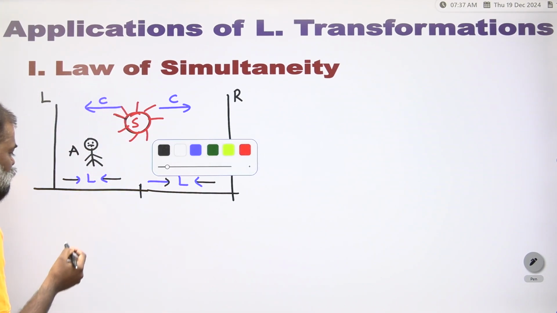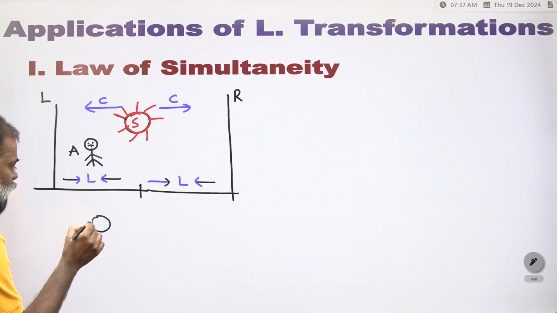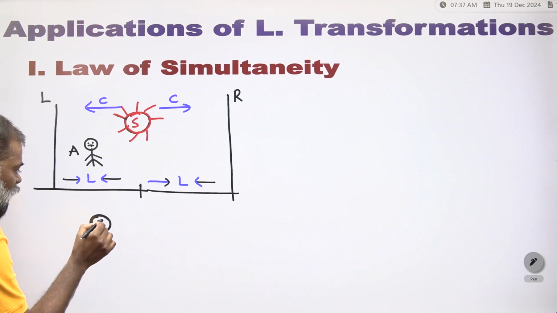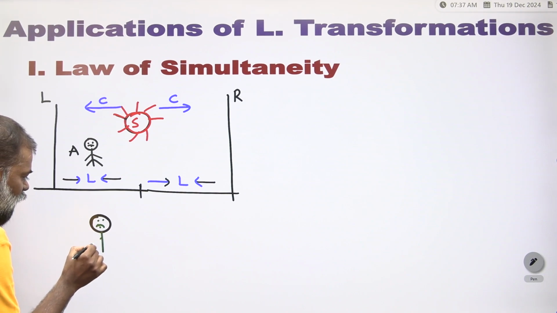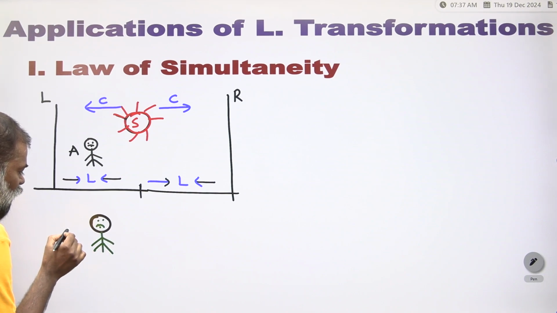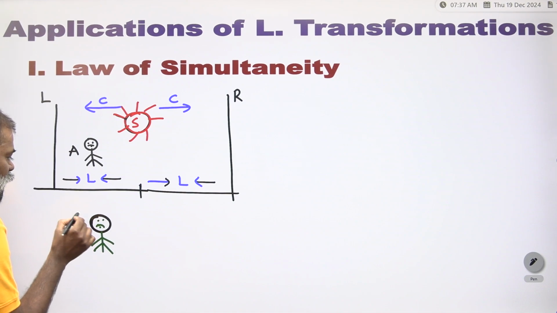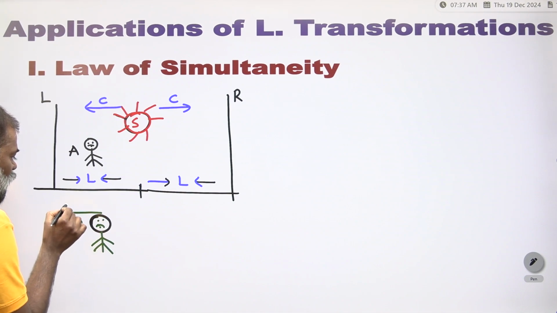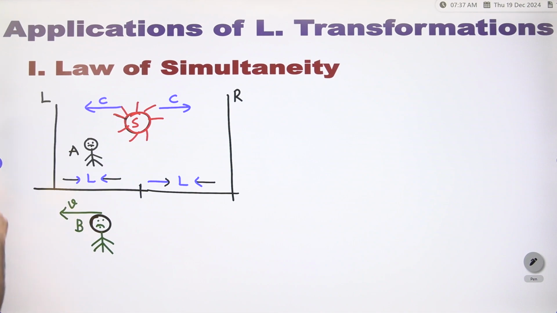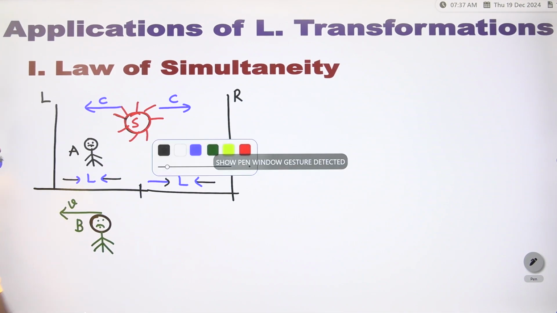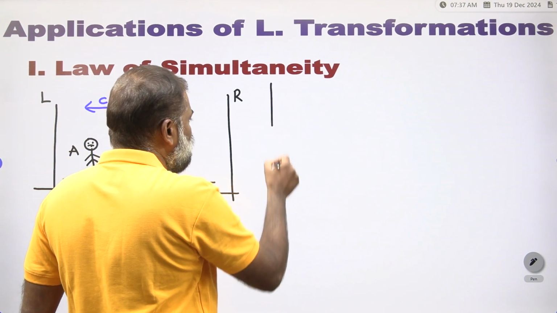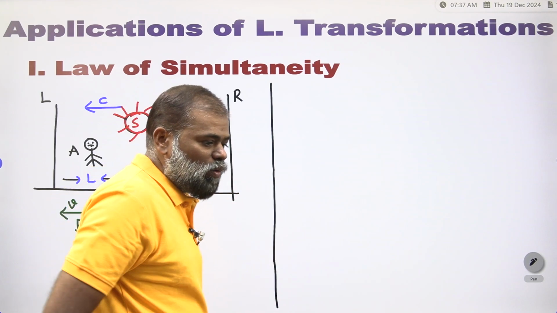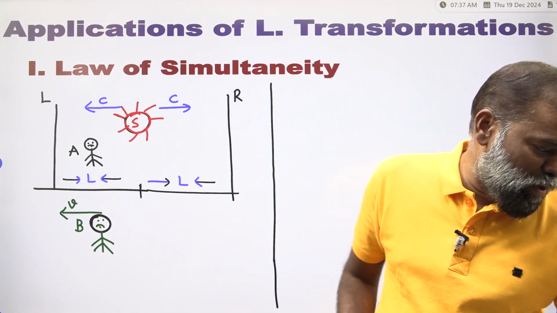One person is here, that is the B person, who is observing. The B person is moving with velocity v. So this is the B frame, another frame of reference. Now once again you listen.